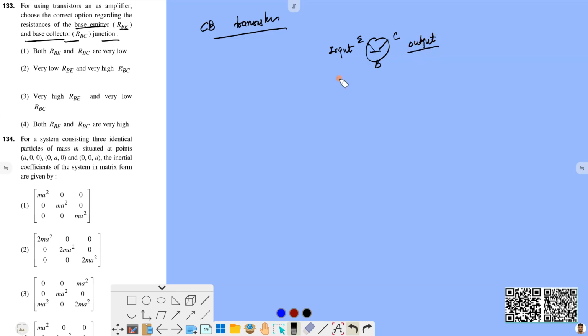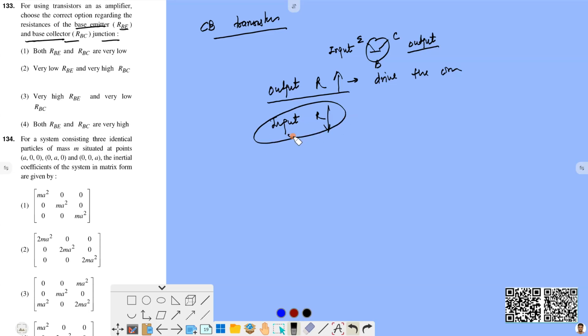So for a transistor to work as an amplifier, its output resistance has to be very high, and input resistance has to be very low. Output resistance is very high. Why? Because it needs to drive the circuit. And input resistance is very low, so that it does not cause any extra load.